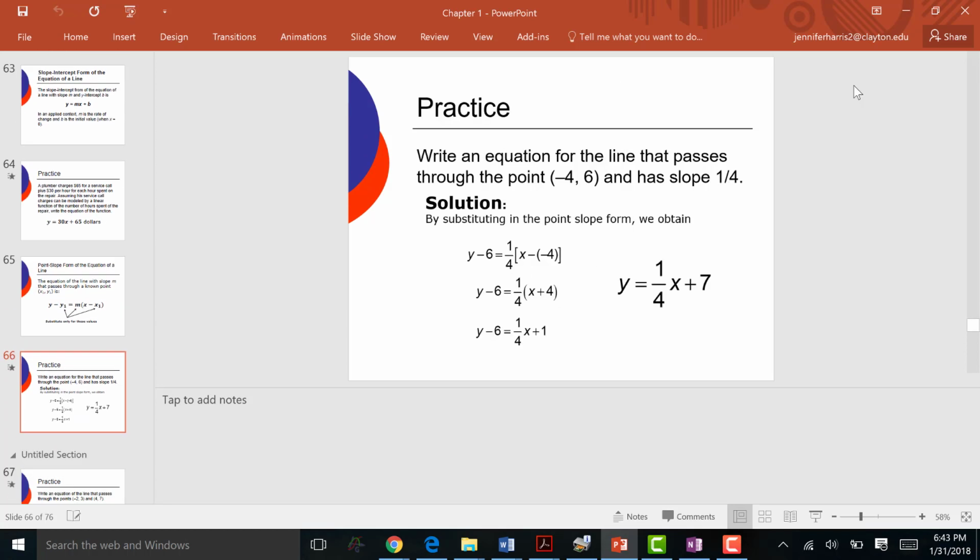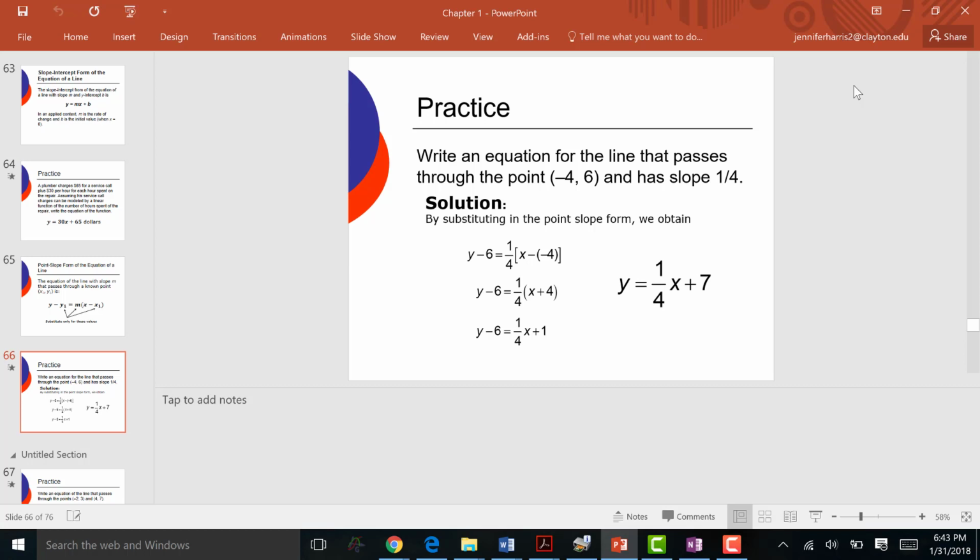Type 1, here it is. You're going to have 3 types of what they could give you in the homework in order to work this problem out. So type 1, they give you the point and the slope. You are given a point and the slope. And you literally just plug them in and solve and get y by itself. So we're going to do that.